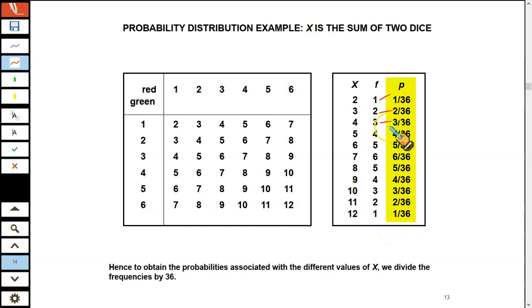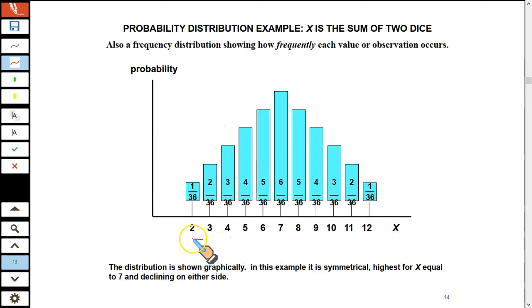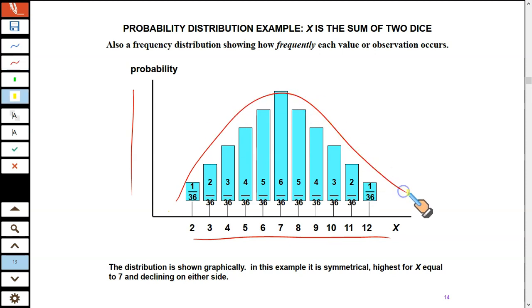1 out of 36, 2, 3, 4, 5, and 4 out of 36, 2 by 36. And so this is the probability distribution showing you the probability of occurring of the scores we see to the left of the screen. So if we take the score on the x-axis and probability on the y-axis, we will get something like this, a normal distribution. Let me show you. So these are our scores. This is the probability, and you see. So you can see in this example, it is symmetrical. Highest for x here, and then declining on either side.